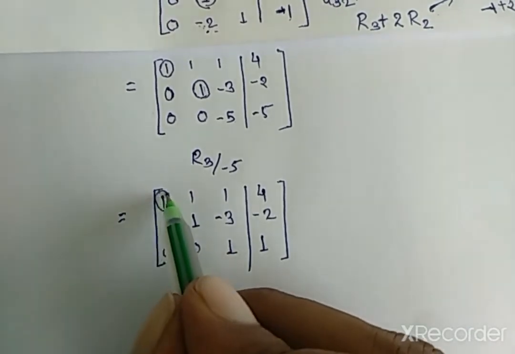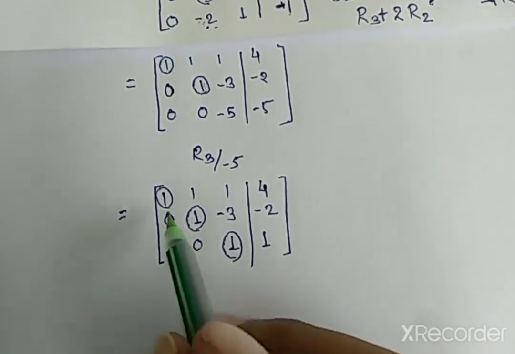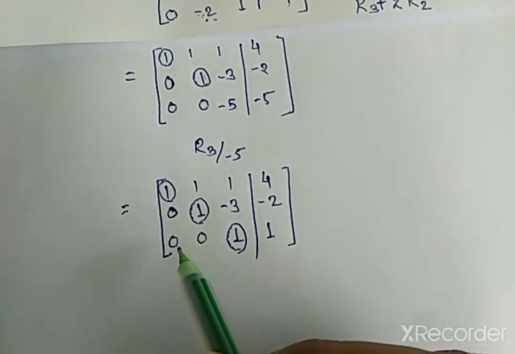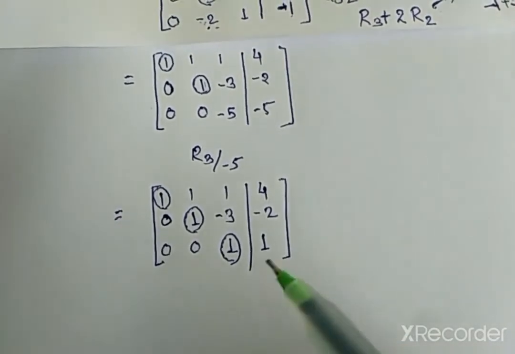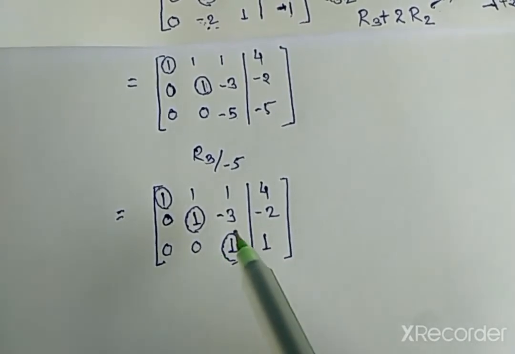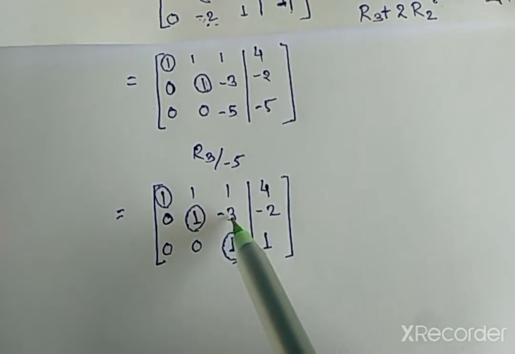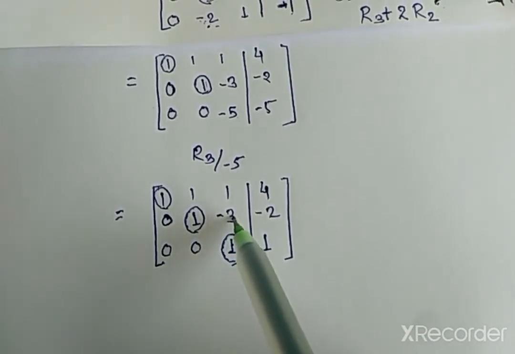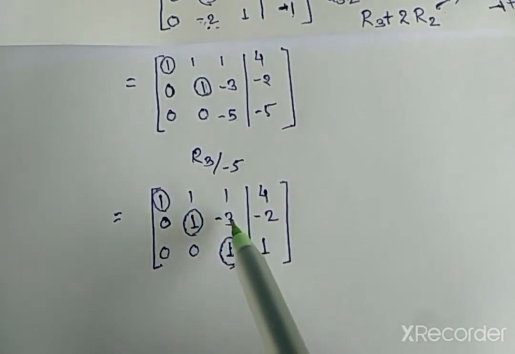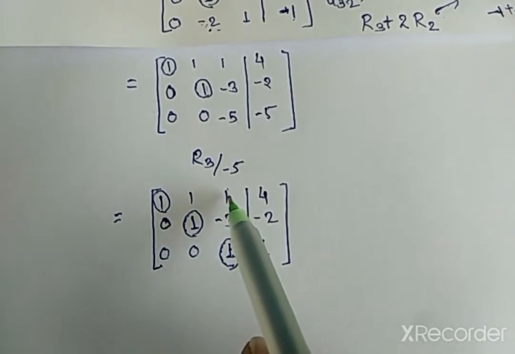Okay, now we have the row echelon form of the matrix, because we have leading ones and below them all are 0. Now we have to make it reduced row echelon form. To make reduced row echelon form, we have to make 0 above the leading one also. So we first make 0 above the last leading one, at positions A23 and A13.